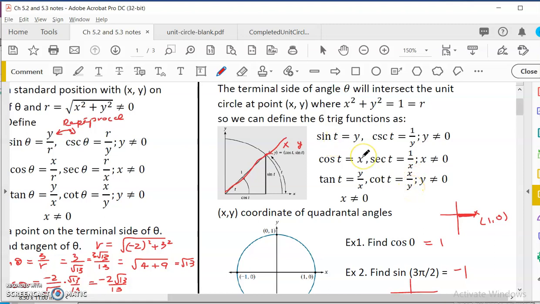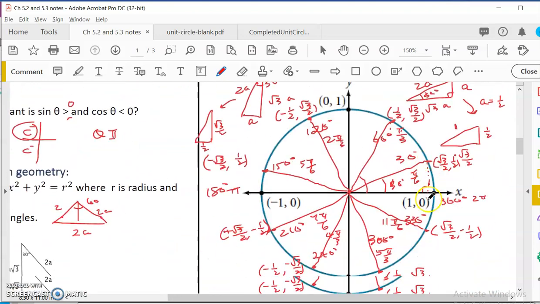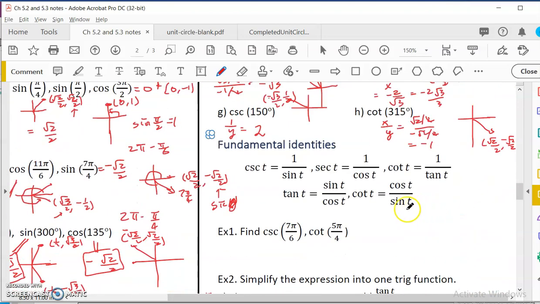I think I mentioned this before in the original definition of trig function with r, that sine and cosecant are related in that they're reciprocals of each other. Cosine and secant are reciprocals of each other. Tangent and cotangent are also reciprocals of each other. So the first identities we want to talk about are called reciprocal identities: cosecant is 1 over sine, or sine is 1 over cosecant. Secant is 1 over cosine, or cosine is 1 over secant. Cotangent is 1 over tangent. Tangent is also 1 over cotangent.